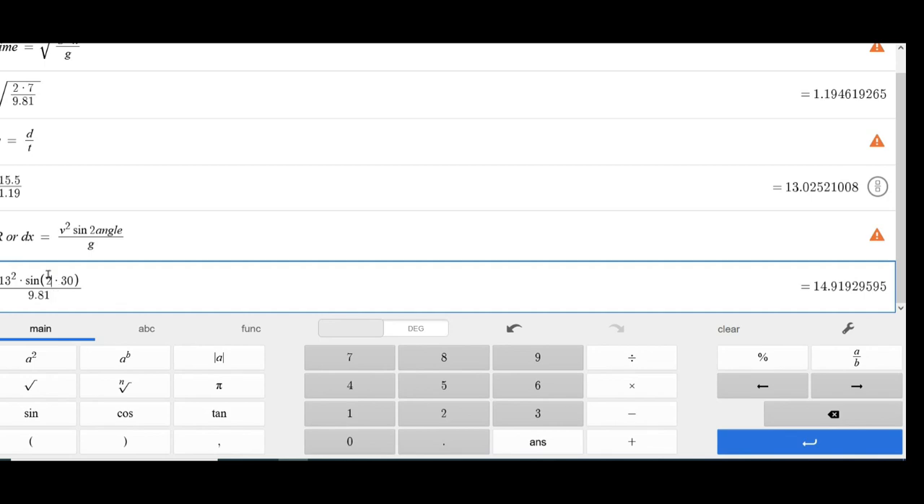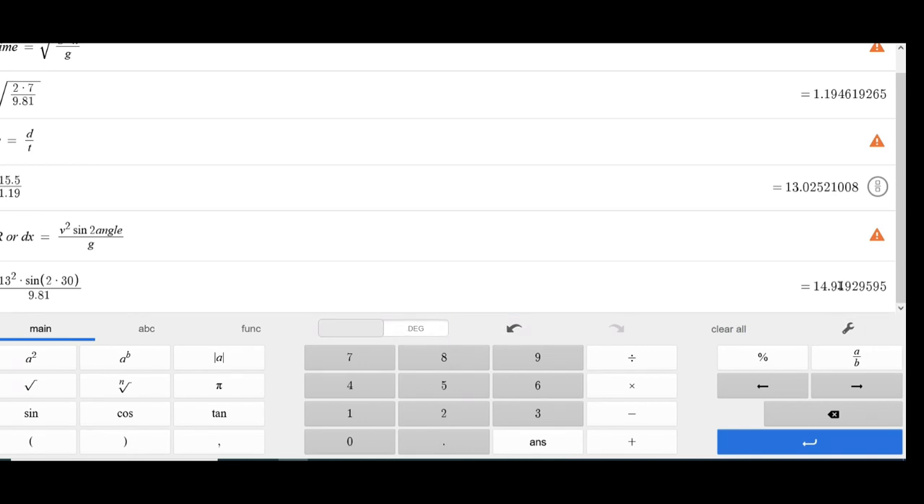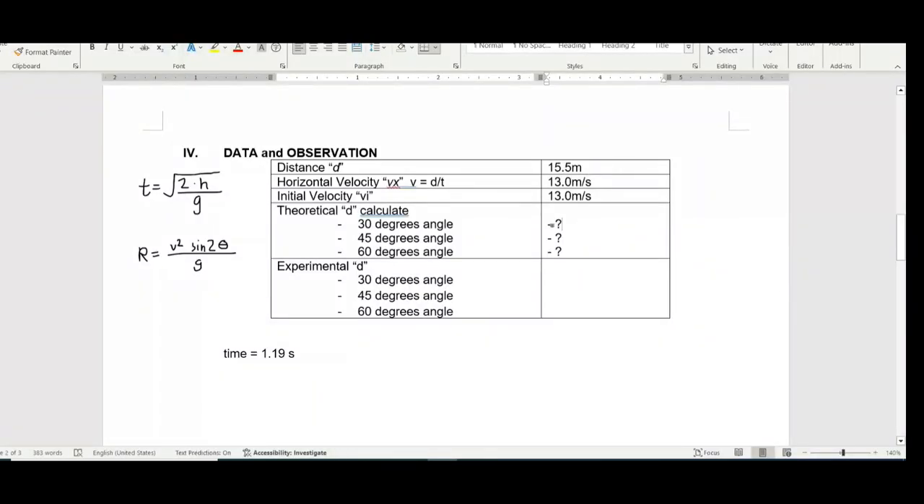Remember, the 2 and the 30 degrees should be together in the parentheses. If I put the 2 outside, I will get a wrong number. It needs to be inside. So it says that at 30 degrees, my distance should be 14.9. Once again, I'm only using one decimal point. So it says that this should be 14.9 meters.